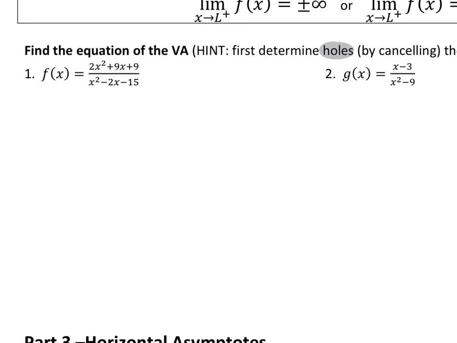So first things first, we factor. How do I set up the guess and check in the top here? 2x in the first one and x in the second one. We're looking for factors of 9. 1 times 9, 3 times 3. That will add to 9.